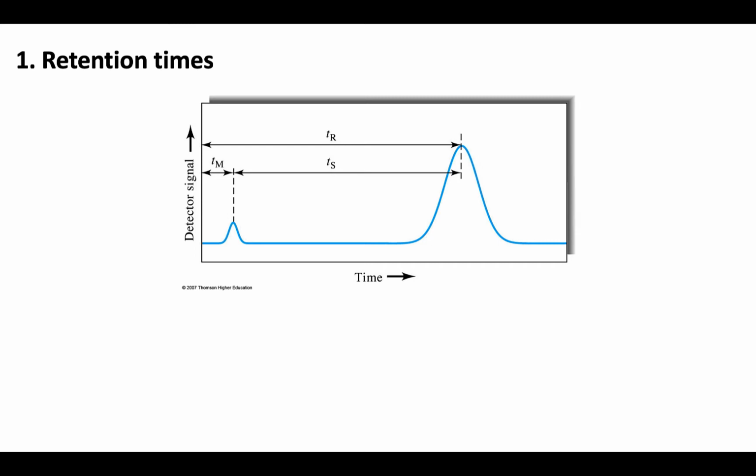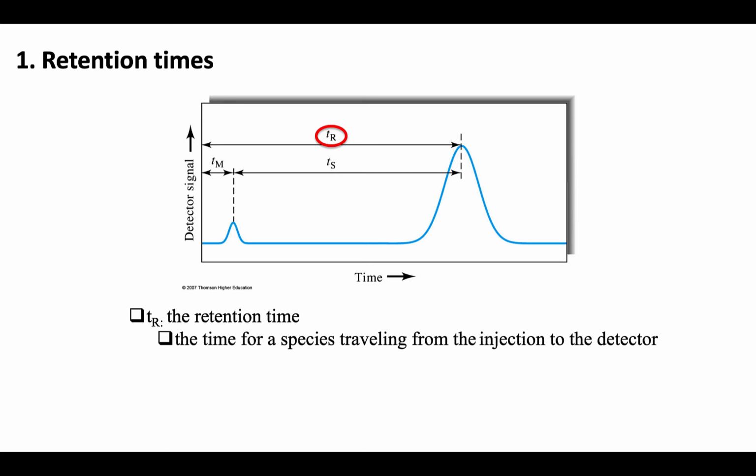The first information is about time. As you can see from this chromatogram, there are three different times labeled. tR, which is labeled on the second peak, is called retention time. Retention time tells how much time a species needs to travel through the column.